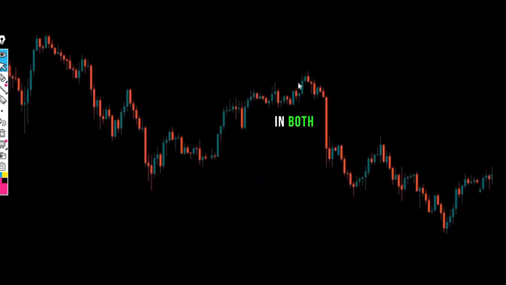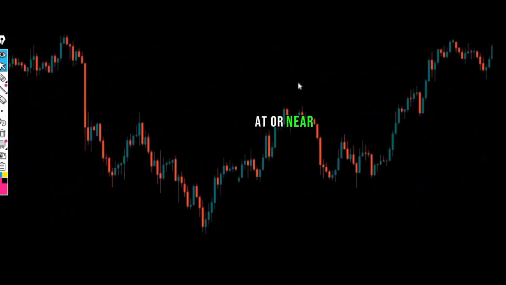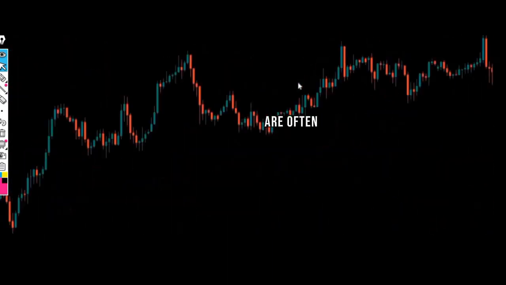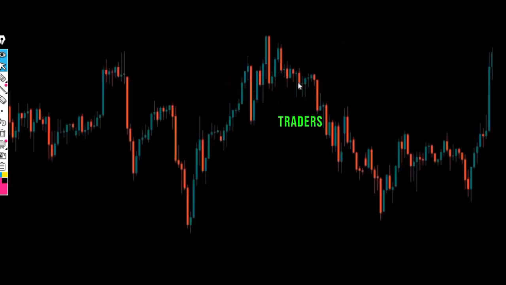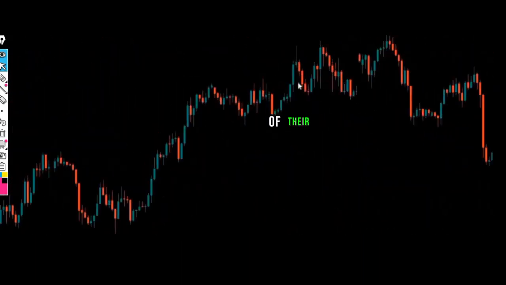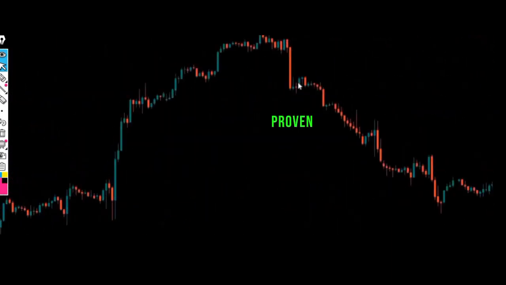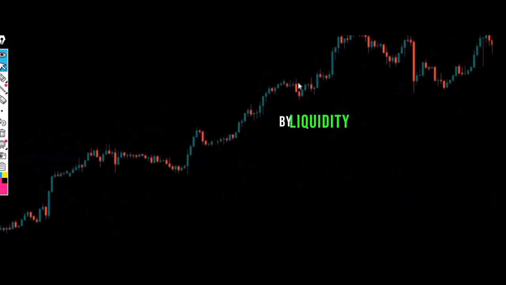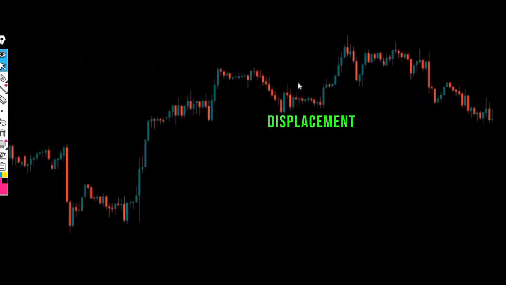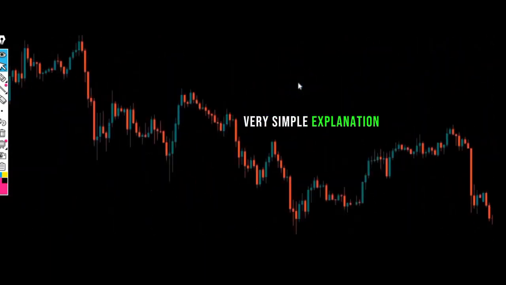So guys, in both cases, these levels are often found at or near extremes, at the tops and bottoms of ranges, and are often viewed as areas where traders are proven wrong and therefore will want to get out of their trades. And so guys, this area where traders are proven wrong is whereby the liquidity level is actually breached, and so displacement will take place.